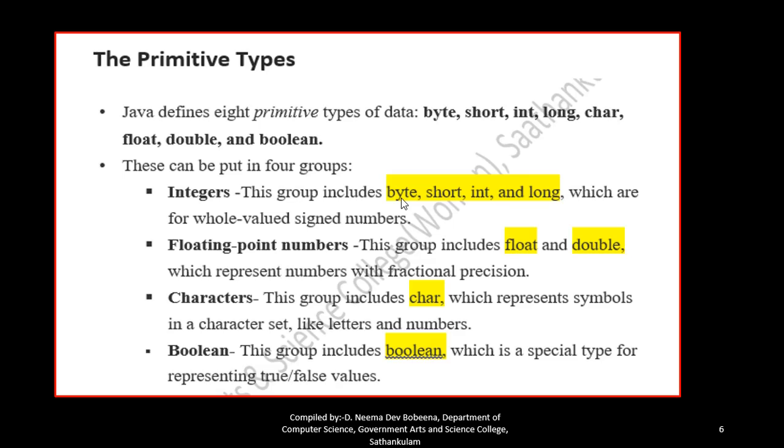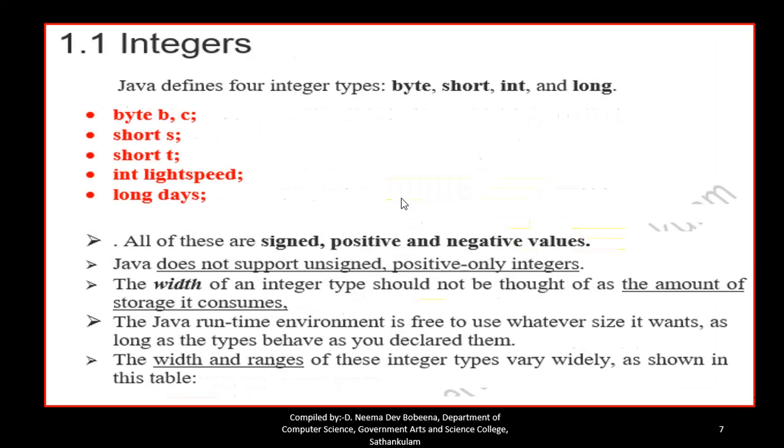These integers include byte, short, int, and long. Then floating point numbers include float and double. Character includes char type data, and boolean includes boolean type data, which can have two values, true or false. Okay, first we'll see about integers.